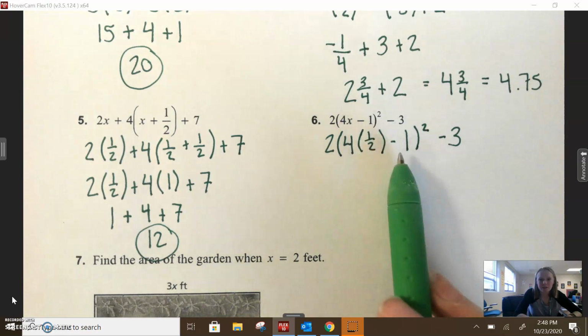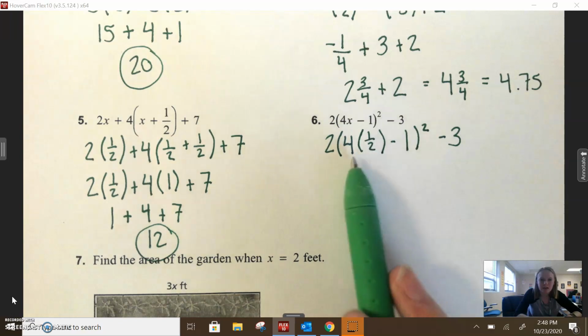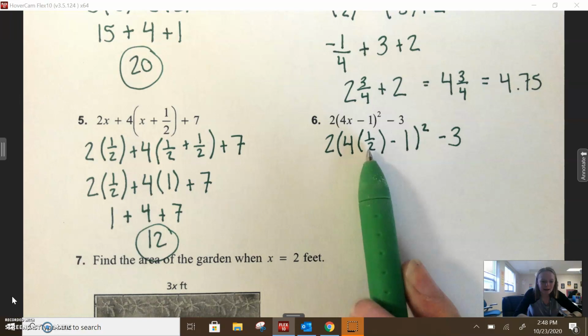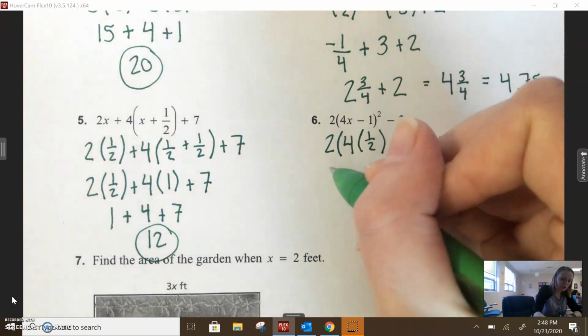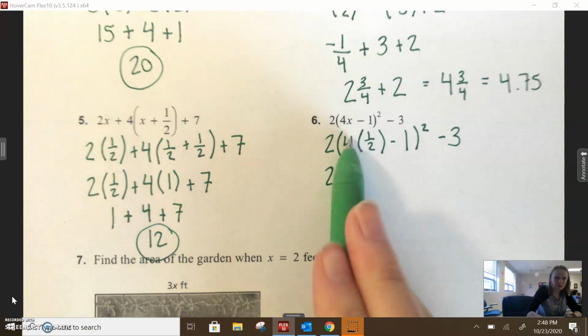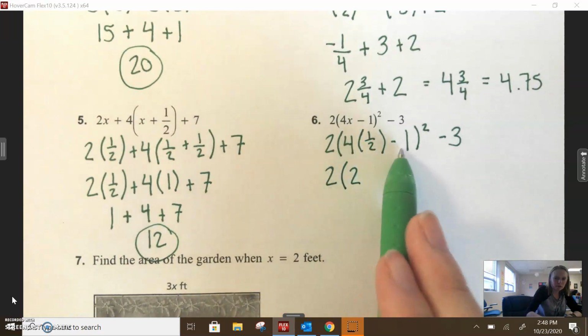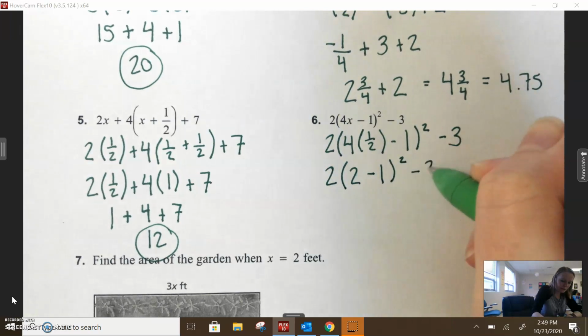Now it has a multiplication and a subtraction, so I need to do the multiplication first because that comes first in the order of operations. So 4 times 1/2, this looks similar to our very first problem we did, okay? 4 times 1/2 is really just 2. So I'm going to keep the 2 in the front. This is being simplified into 2. I still have the minus 1. I have the square. I have the minus 3.